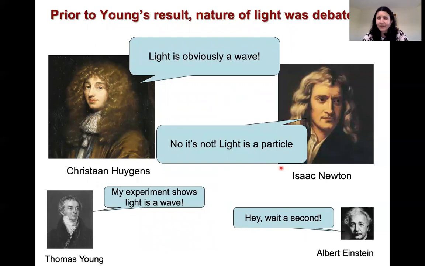So there was this debate going on, but then when Thomas Young's double slit experiment came out with its results, he said, well, look, I just showed you that light is indeed a wave because it behaves like a wave. You get these diffraction patterns that could only be explained by a wave. So the debate was, I suppose, settled for many years until Albert Einstein came about, and he said, well, wait a second, there's more to this story. We'll get to that a little bit later in this lecture.